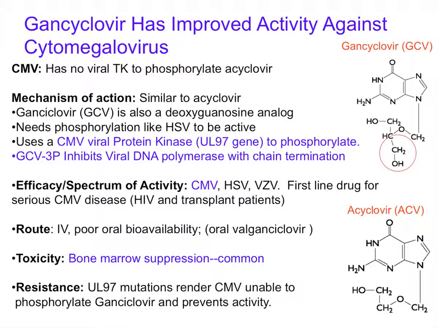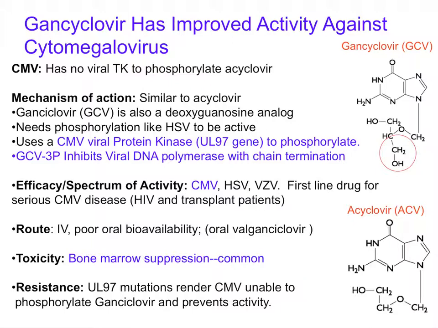And so even though CMV does not have the thymidine kinase that HSV has, ganciclovir is still able to be phosphorylated by this CMV viral protein kinase. And after it gets phosphorylated, it can then get incorporated into the elongating DNA chain and cause chain termination. And so as a result, ganciclovir has efficacy against CMV because it has the protein kinase to phosphorylate it.